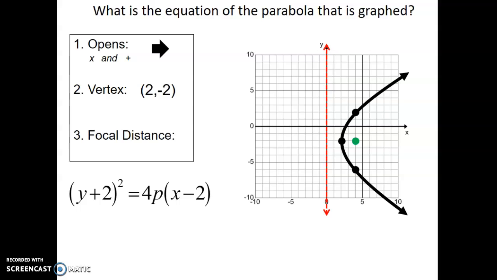The last thing we need to know is the p-value, the focal distance. So we figure out how far the vertex is from the focal point. It is 2 away, so the focal distance is 2. We put 2 in for p and multiply it by 4, which gives us 8. And that would be your equation.